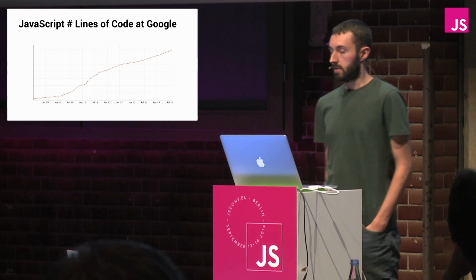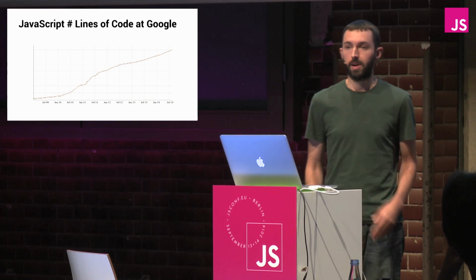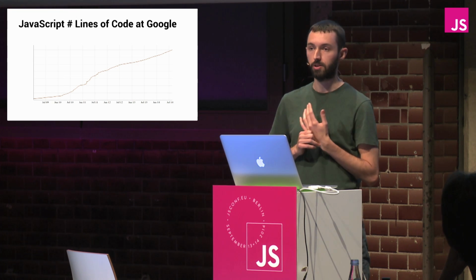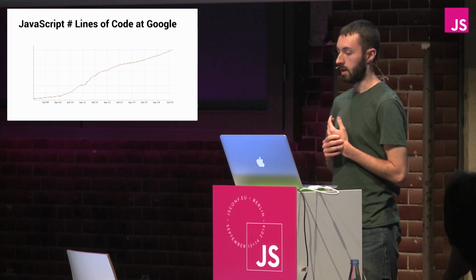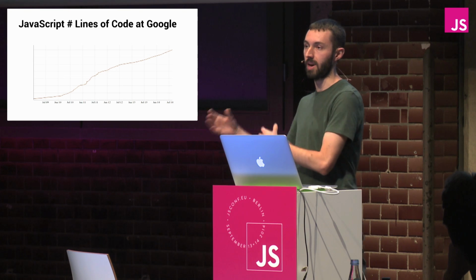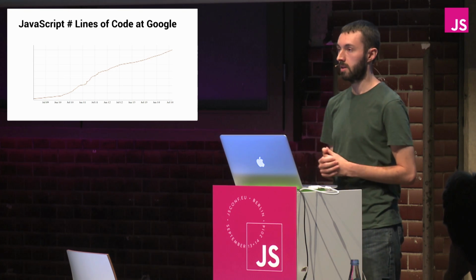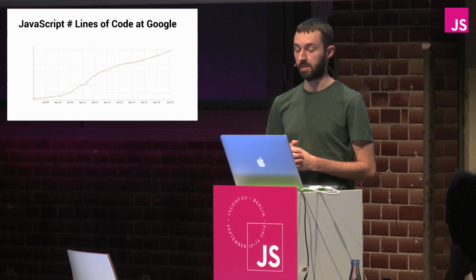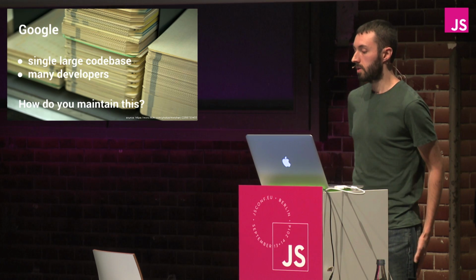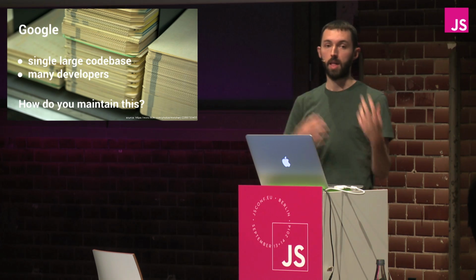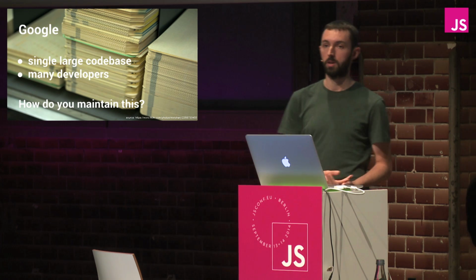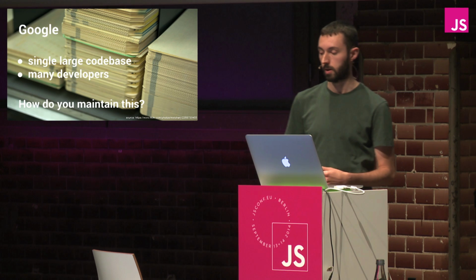And this is the number of lines of JavaScript code at Google since 2009. It's up and to the right and growing at a pretty fast pace. We are doubling the size of our code base multiple times a year now. And the number of developers are also growing at that same, a little bit frightening pace. And with this, we have one single large code base at Google and a lot of developers. And so at some point, this becomes harder to maintain. It becomes harder to change your code base and keep a high quality bar.